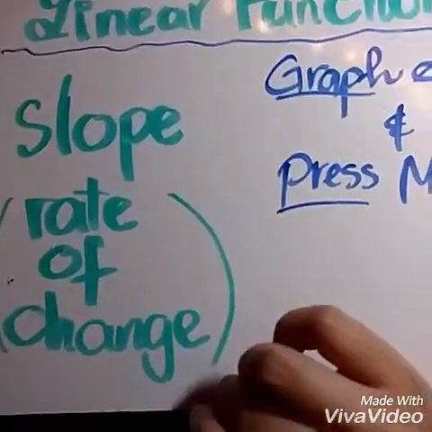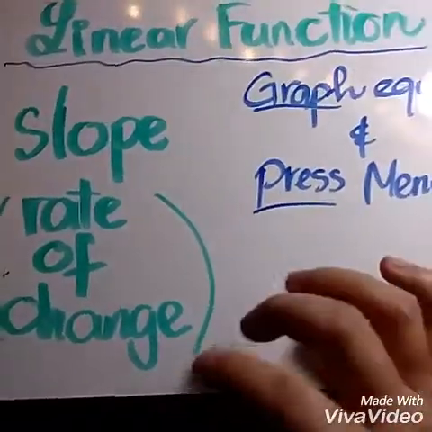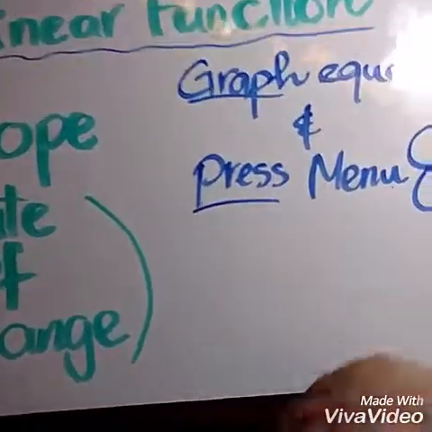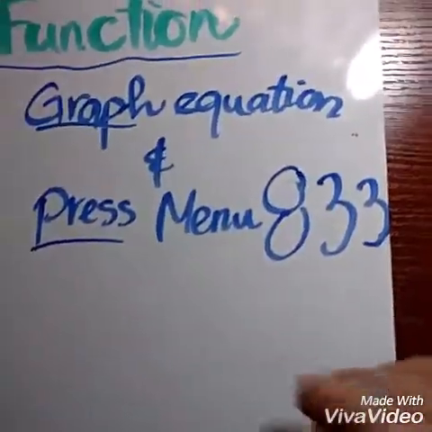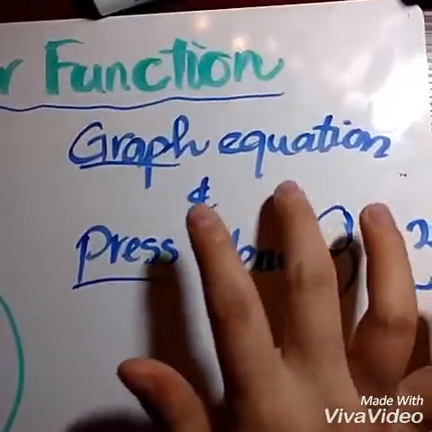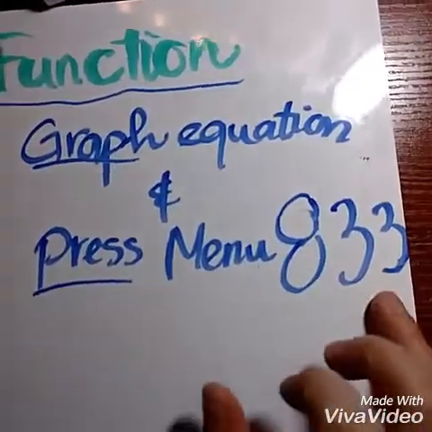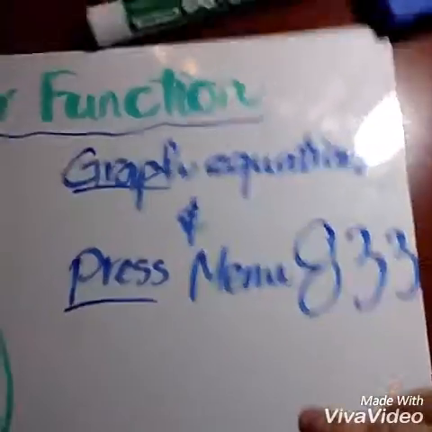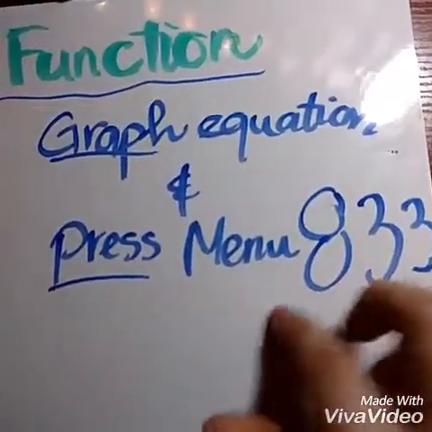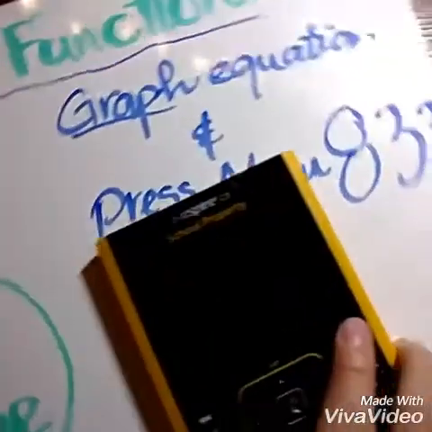So what you do is, after you plot in the points, or if they already gave you an equation in standard form, you graph the equation. Remember the code to graph it. And then you press menu 833. And just like menu 14, you have to click on the line so that you can see what the slope is.